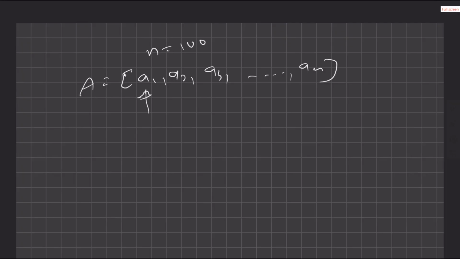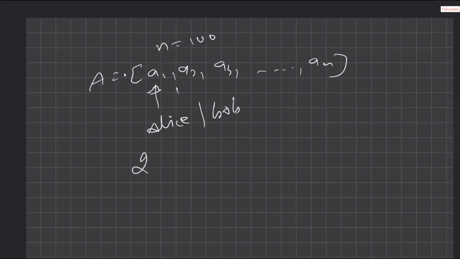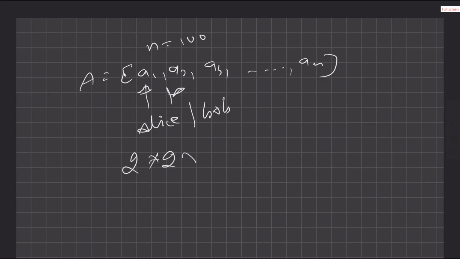If you try to analyze time complexity, at max n is 100, and since we have an array, we have a1, a2, a3 up to n elements, and each element will either be chosen by Alice or by Bob. So it has a choice: two choices. Similarly, this element can be chosen by either of two, and similarly this one. So it will go till n times, so it will be 2 to the power n.